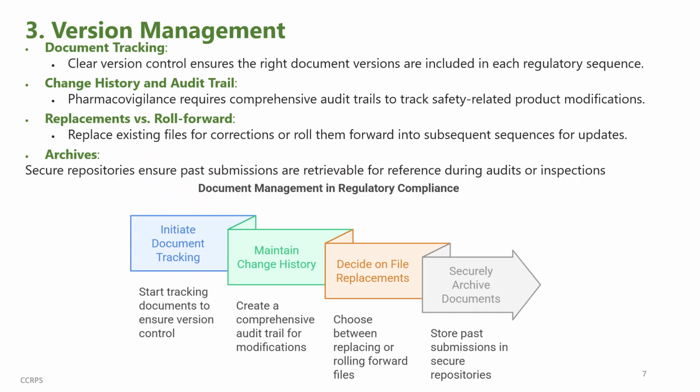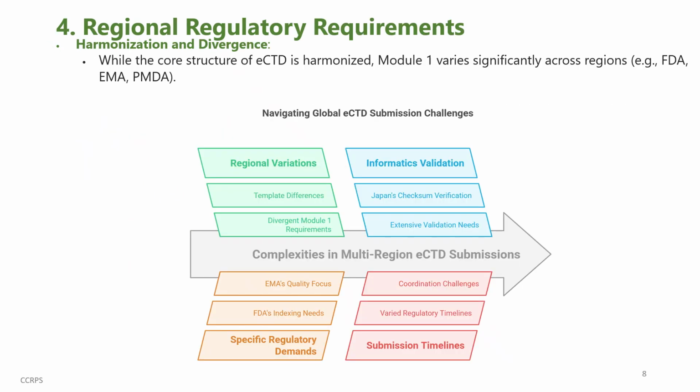Regional regulatory requirements, harmonization and divergence. While the core structure of the eCTD is harmonized, Module 1 varies significantly across regions. Examples: the EMA, the PMDA, the FDA.